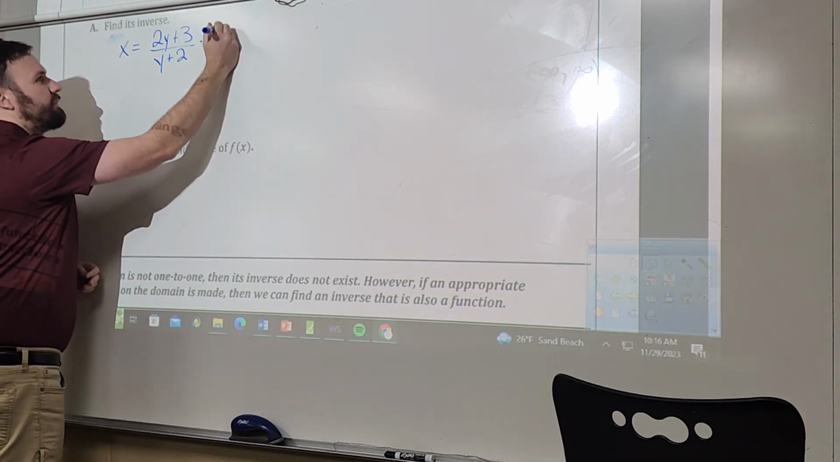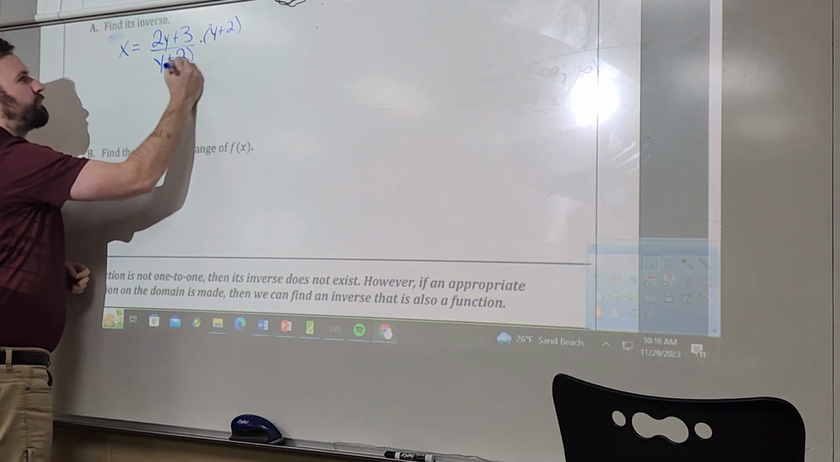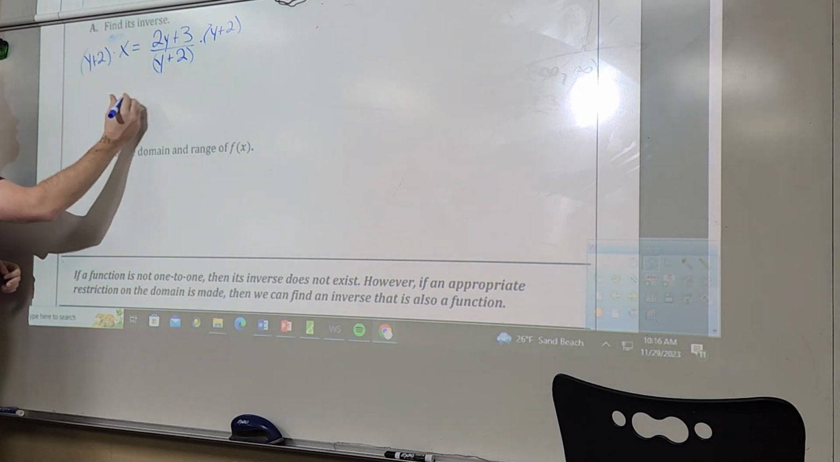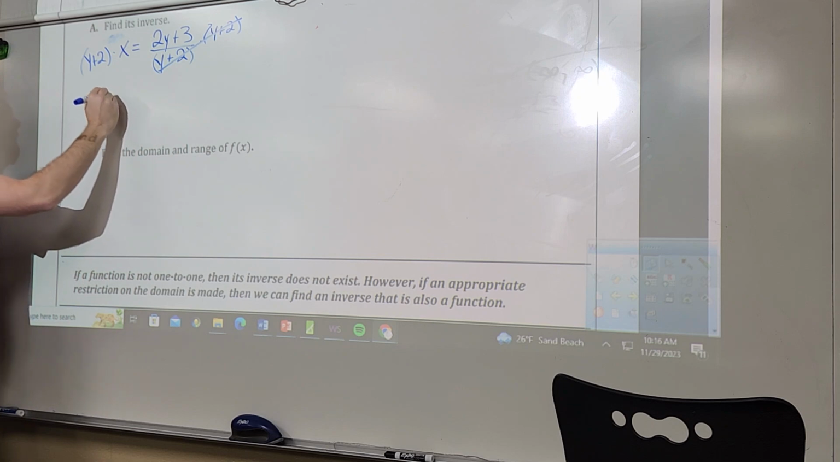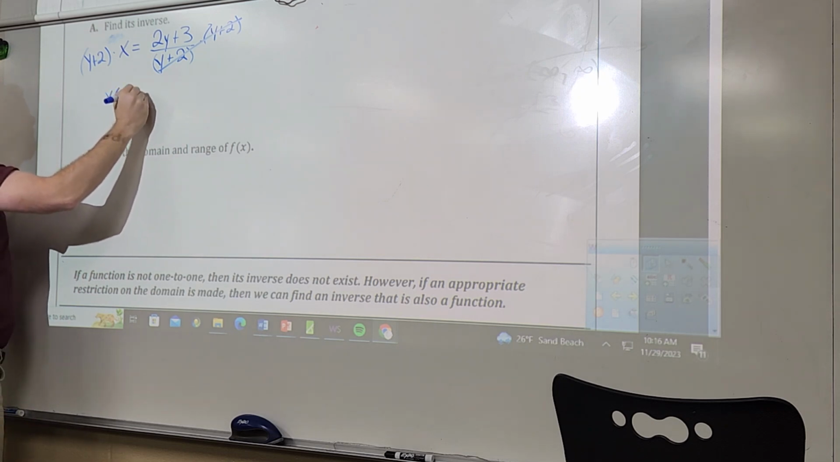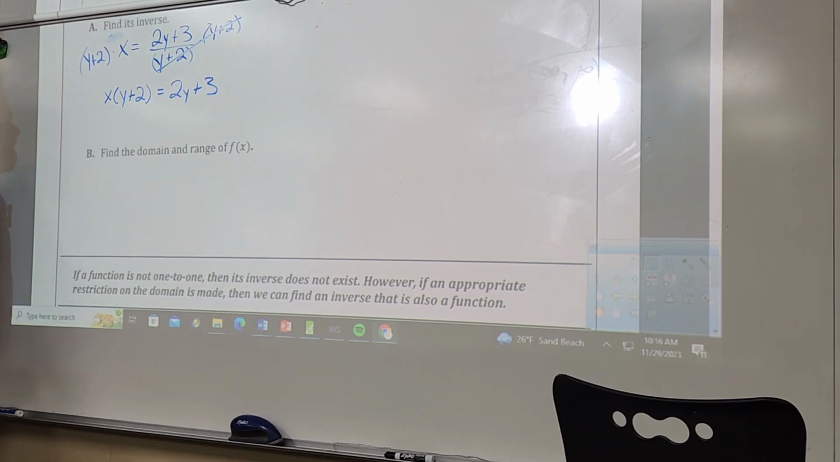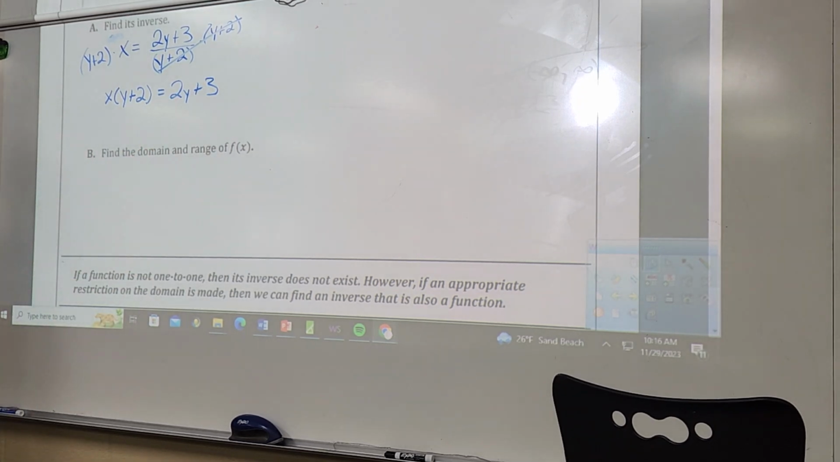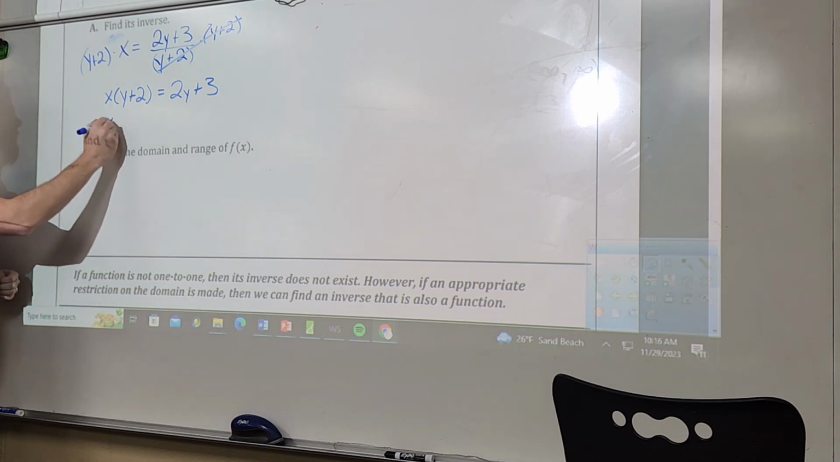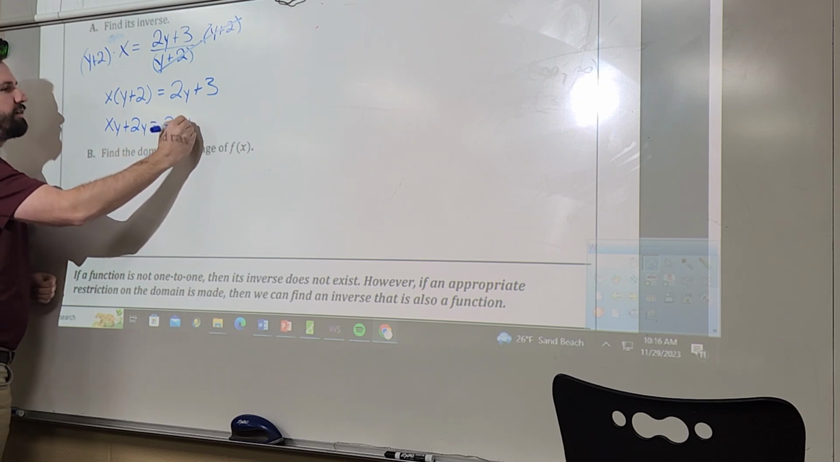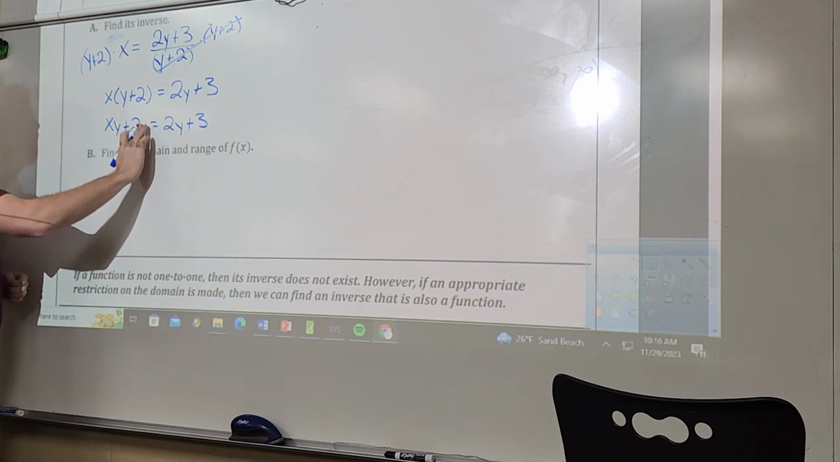Can I do that? Yeah, I can. That's an implied parentheses. So those cancel, right? So I get x times y plus 2 equals 2y plus 3, right? For kicks and giggles, let's get rid of all my parentheses. So I get xy plus 2x equals 2y plus 3. Oh, 2x. That's 2x.